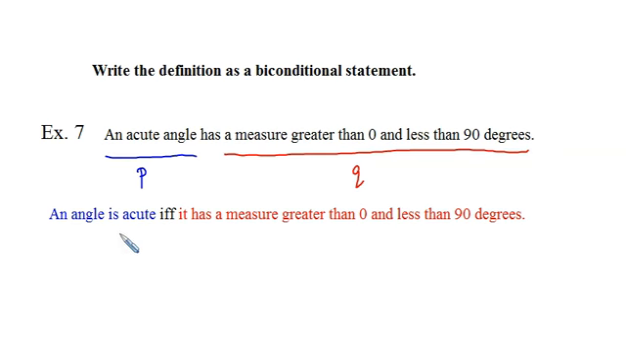So you can see I have our P statement. We had to add a verb, and so an angle is acute is our P statement, and it has a measure greater than 0 and less than 90 degrees was our Q statement, and we've connected those with if and only if.